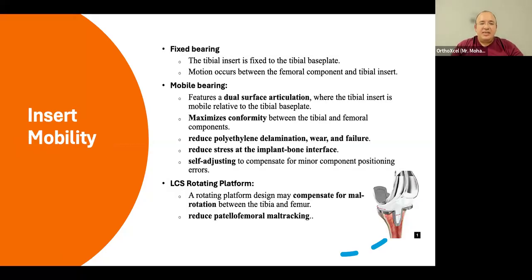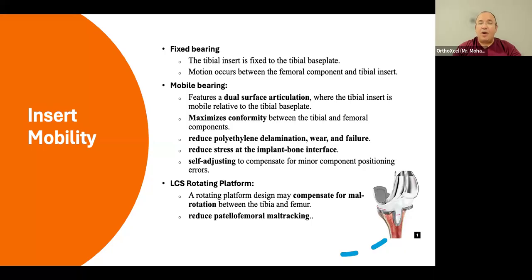Insert mobility: the insert can be fixed in the tibial component. The insert can be mobile, and the insert can be in a form of rotating platform. If the insert is fixed, which is the commonest nowadays, there is a locking mechanism which holds the insert inside the tibial component. And the good thing of this, there is no risk of dislocation, there is less risk of delamination or back wear, but at the same time, this is increasing the point stresses and increasing the poly wear.